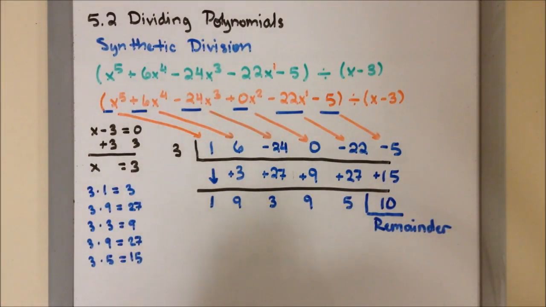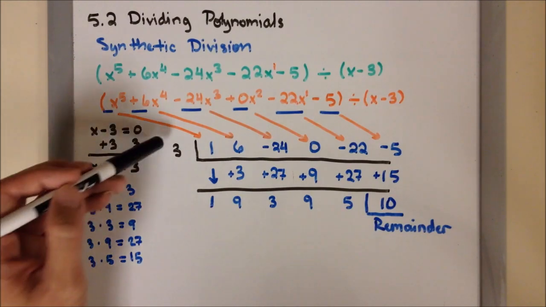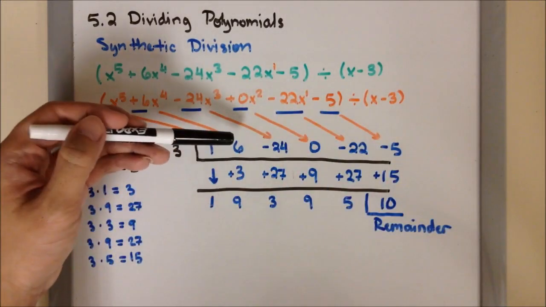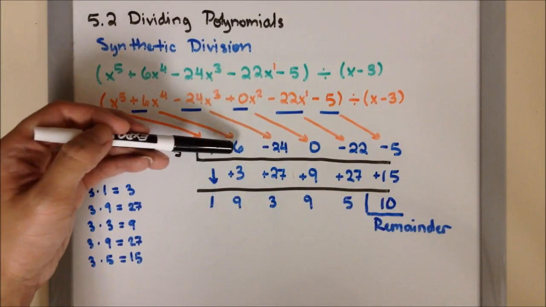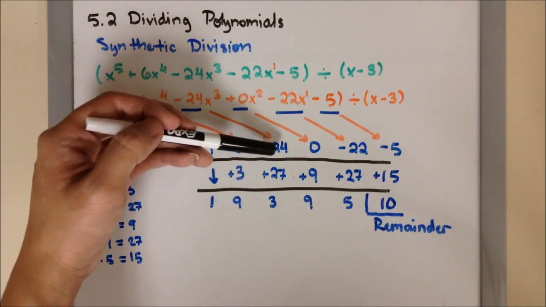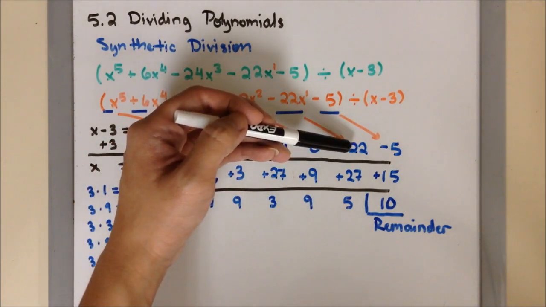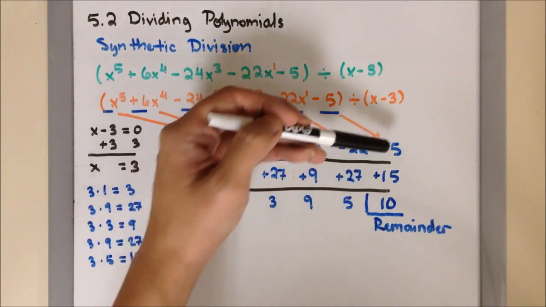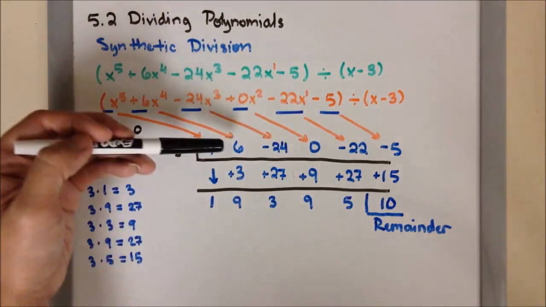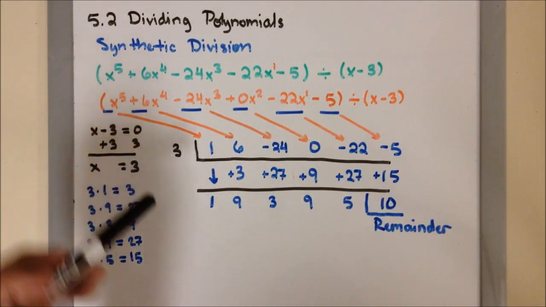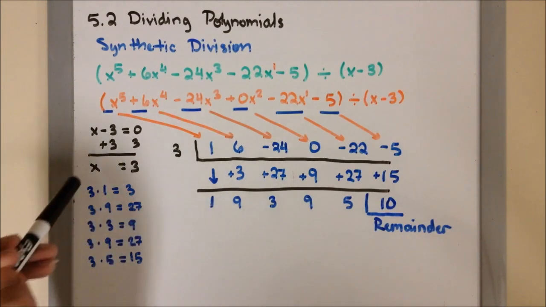Alright. So I just finished doing synthetic division on this problem. Just to review, when I was doing these multiplications with this 3 and the numbers I had here, I put it in the middle row and then I just combined the numbers vertically. So 6 plus 3, 9. Negative 24 plus 27, 3. 0 plus 9, 9. Negative 22 plus 27, 5. Negative 5 plus 15, 10. So again, I just combined the numbers vertically. This 3 is what I multiply to the numbers I get at the end. So I have my work right here.